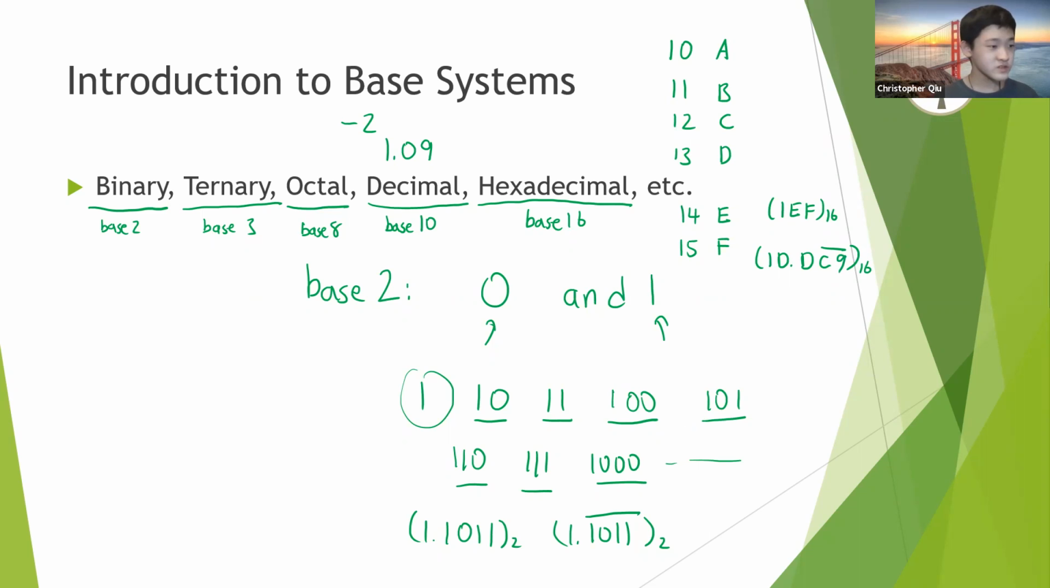And so these are just some base systems that we typically see, like binary, ternary, octal, decimal, hexadecimal. And some of them are often seen in things like computer science. And so yeah, here's the introduction to base systems.